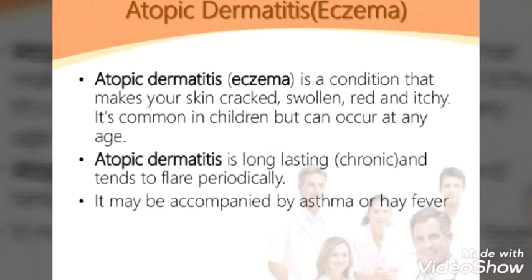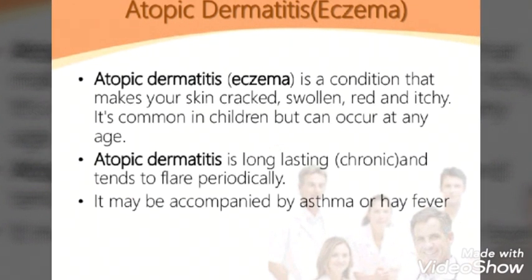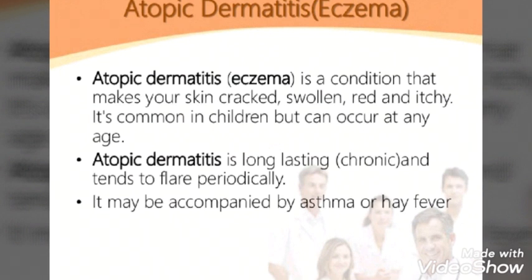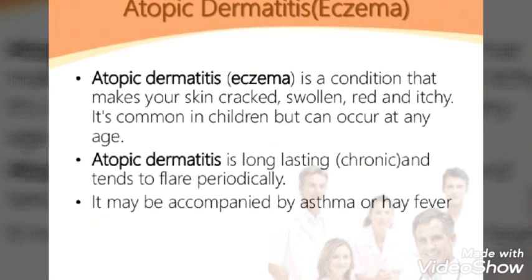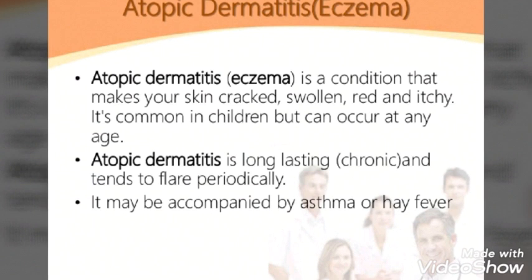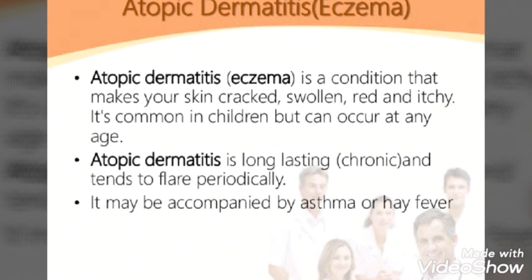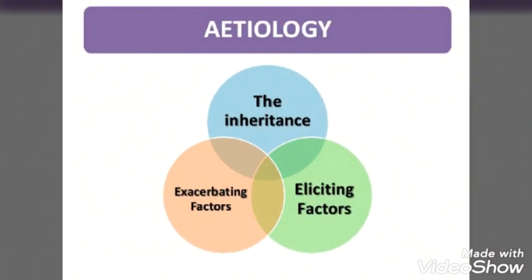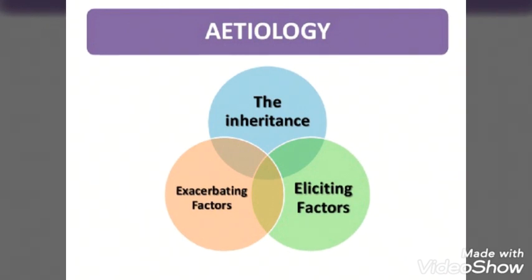So as I told, what is dermatitis? Inflammation and infection. So the inflammation and infection leads to itchy, cracked skin, redness, and these are what atopic dermatitis is. Then atopic dermatitis is long lasting, that is chronic, and tends to flare periodically. It can happen anytime. Let's see what are the etiological factors or what are the risk factors.